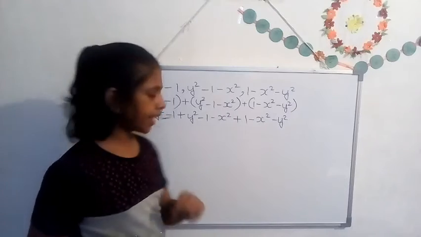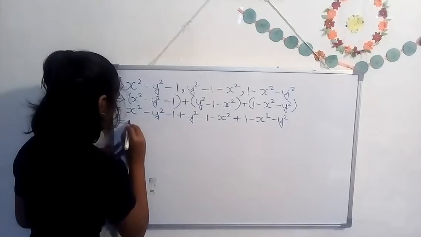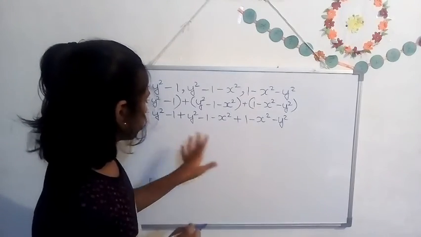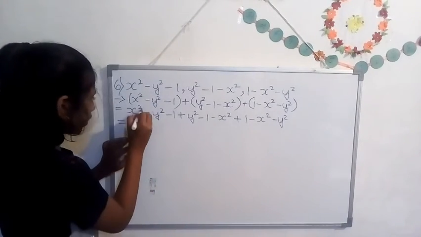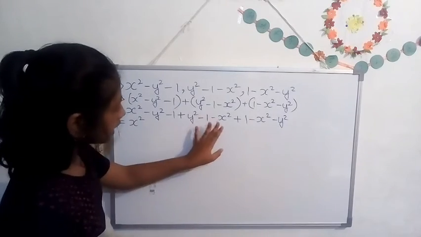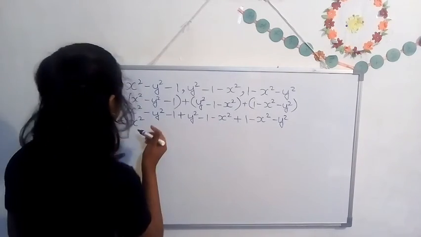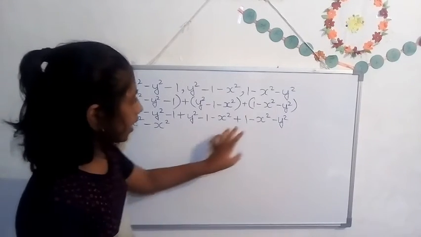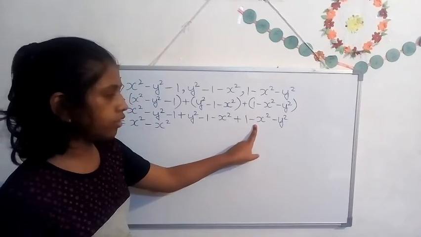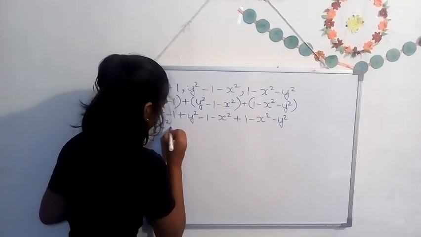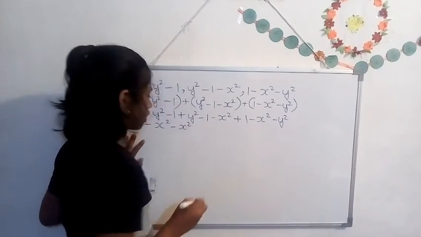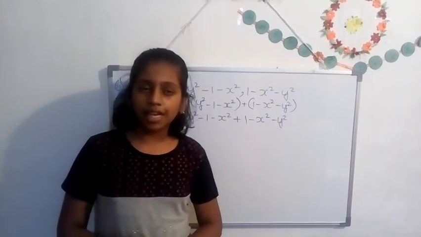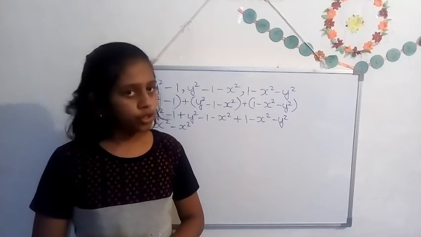I am going to take x square. So here first I am going to write the terms containing x square. First x square is there, so I took x square. And here minus x square is there, so I should write minus x square. And another minus x square is there, so we should write minus x square. Now, there are no other terms containing x square.